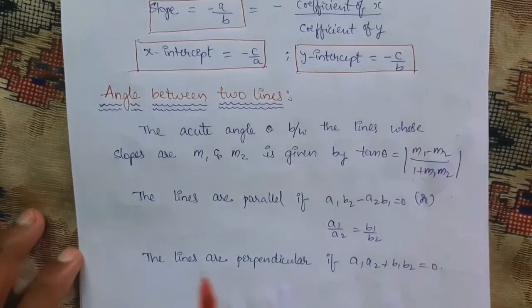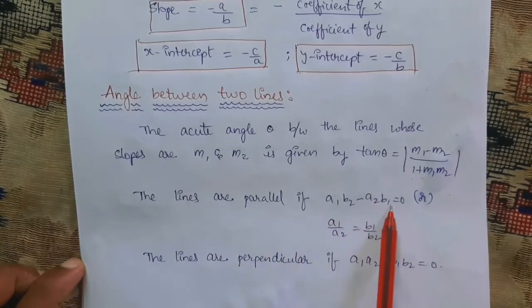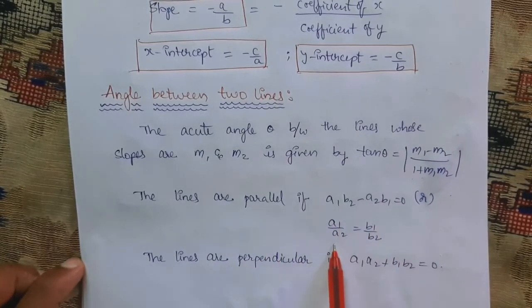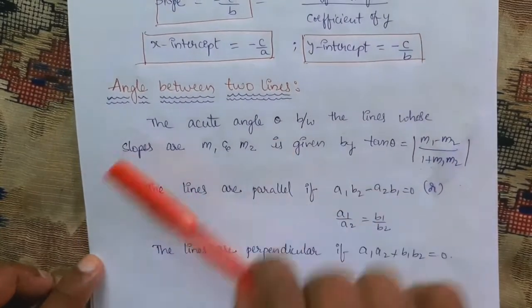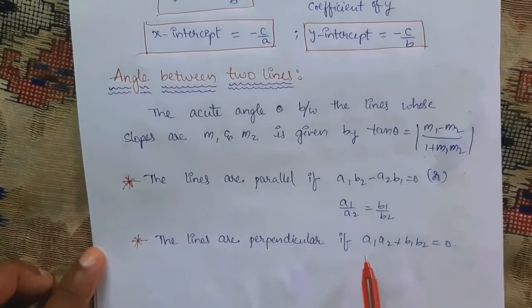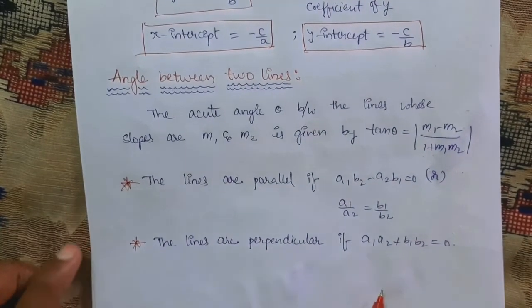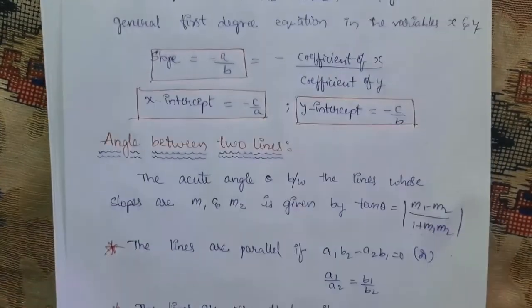Now based on this, the lines are parallel if a1 b2 minus a2 b1 equal to 0, or a1 by a2 equal to b1 by b2. Another condition: if the lines are perpendicular, a1 a2 plus b1 b2 equal to 0. So if you didn't understand these two points, let us discuss them deeply.